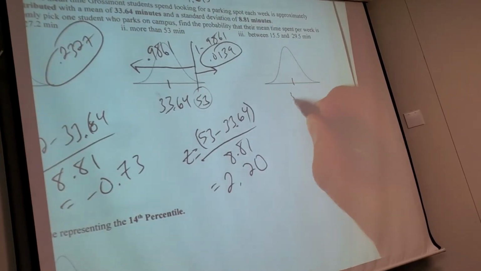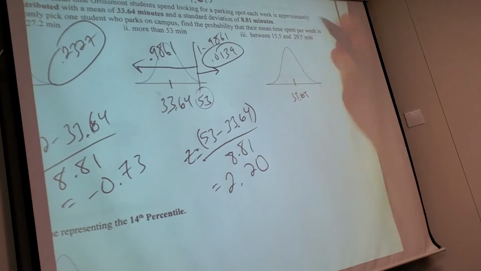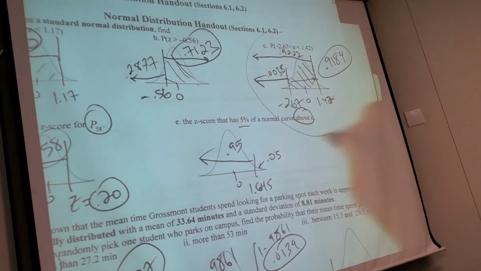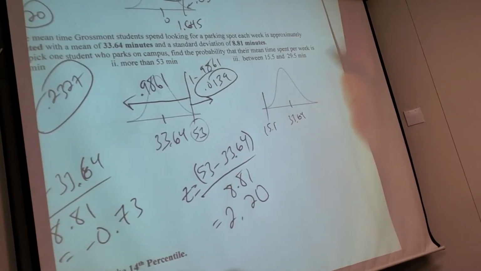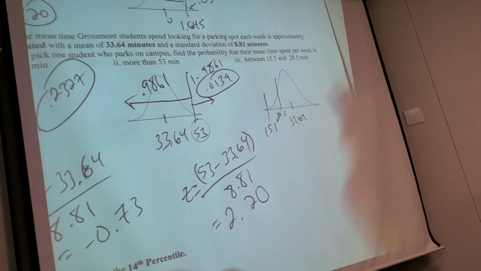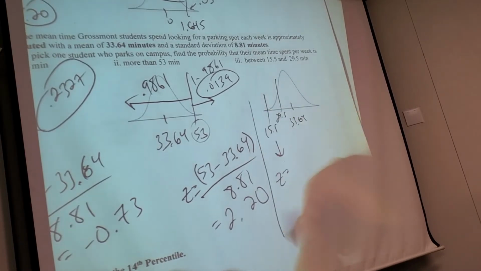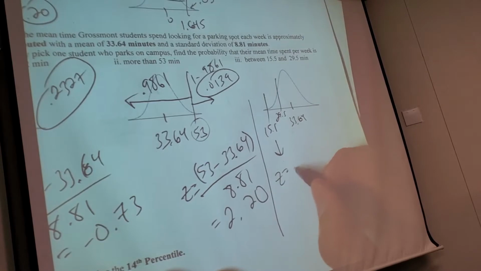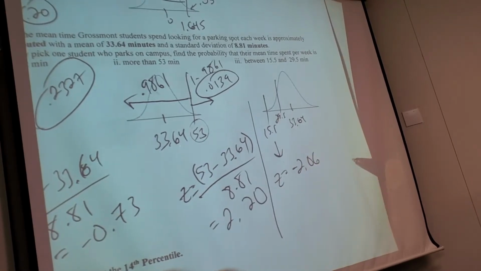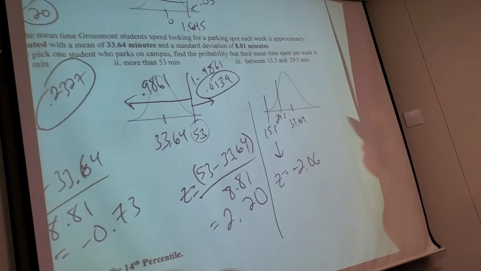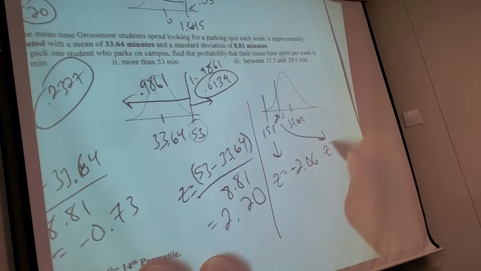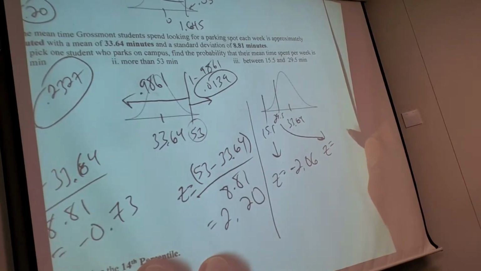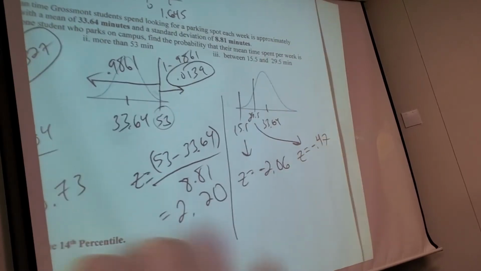So this one, real quick. Maybe you guys can help me make this one quick. This is going to be just like this problem was, once I make z-scores out of these things. So what do you guys get for the z-score for 15.5? Negative 2.06. Does that sound right? Okay. What about for 29.5? Sounds about right. Is that what you guys got?